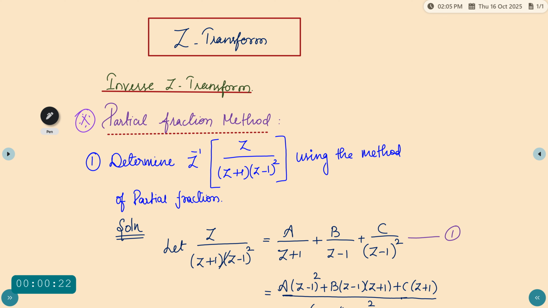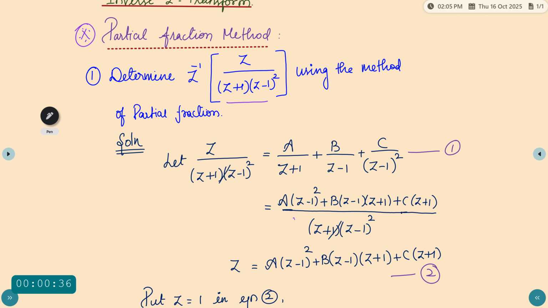So in this method, I am going to explain one problem, that is: determine Z inverse of Z divided by (Z plus 1)(Z minus 2) the whole square using the partial fraction method. So first, the given function is, let Z divided by (Z plus 1)(Z minus 2) the whole square.